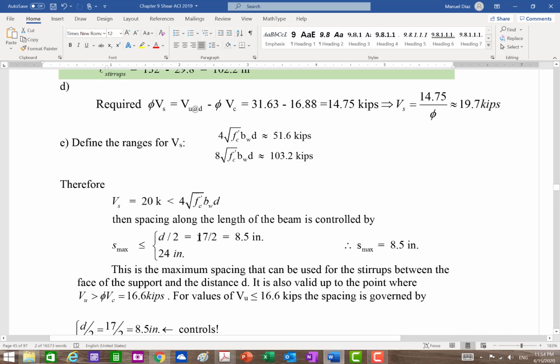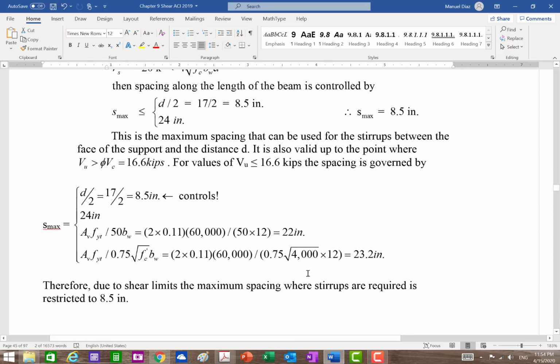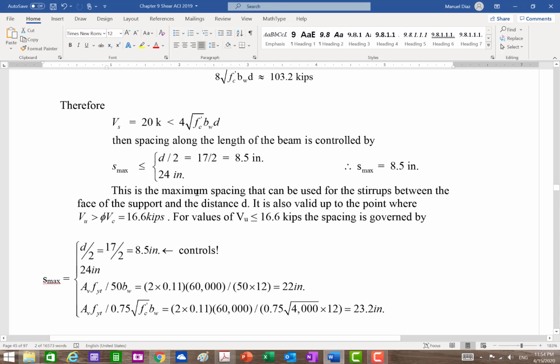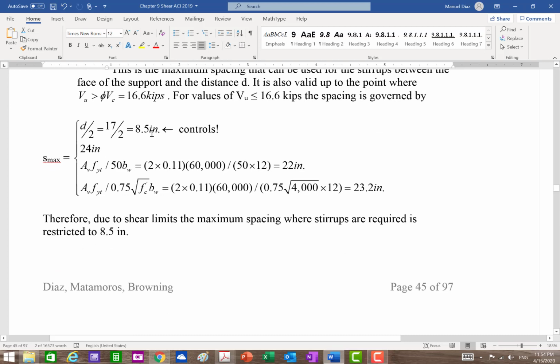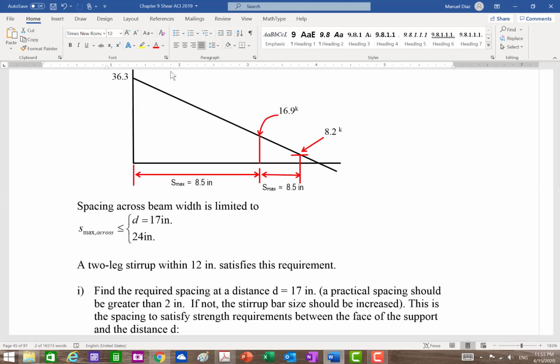It is below the first one, so d over 2 and 24 controls, check for minimums, right? And we got 22 is your minimum spacing. So, I mean, not the minimum spacing, it's the spacing that corresponds to Av minimum, okay? 22. But 8.5 is going to control throughout the beam, right? And this example we already did, that was kind of the first example that we did, but you got the same value controlling throughout the whole beam.